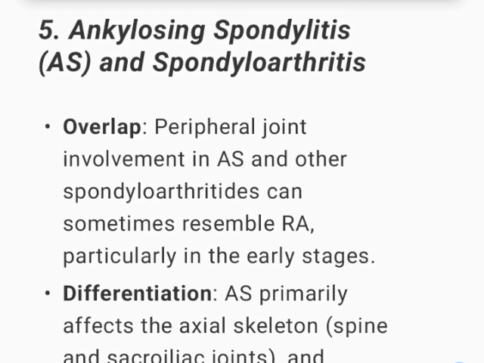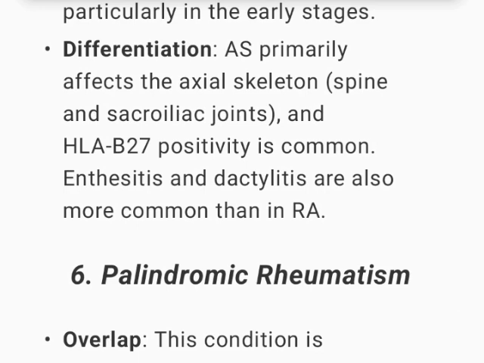Number 5. Ankylosing spondylitis, AS, and spondyloarthritis. Overlap. Peripheral joint involvement in AS and other spondyloarthritides can sometimes resemble RA, particularly in the early stages. Differentiation. AS primarily affects the axial skeleton, spine, and sacroiliac joints, and HLA-B27 positivity is common. Enthesitis and dactylitis are also more common than in RA.